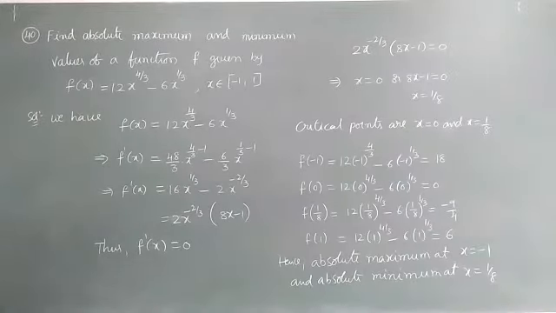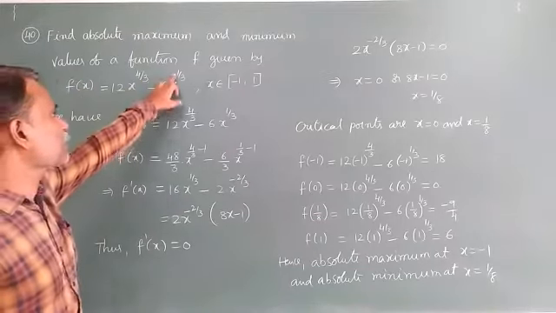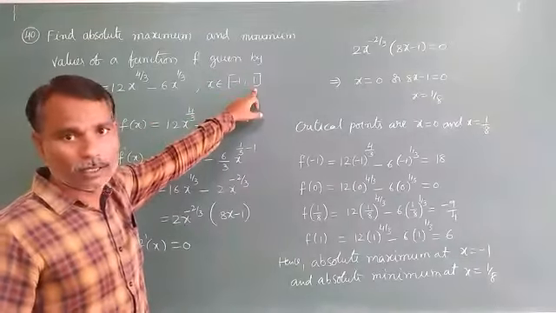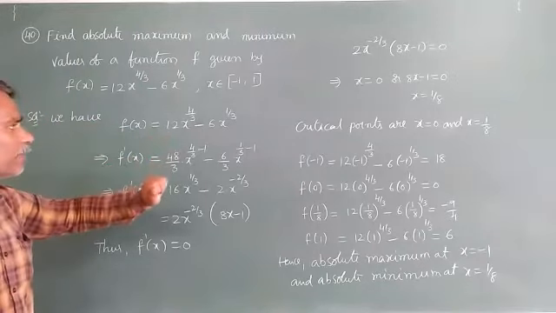Students, one more example like that, absolute maximum and absolute minimum, but with a different given function. f of x is equal to 12 x power 4 by 3 minus 6 x power 1 by 3, and x belongs to the closed interval minus 1 comma plus 1. Okay students, f of x is the given function.